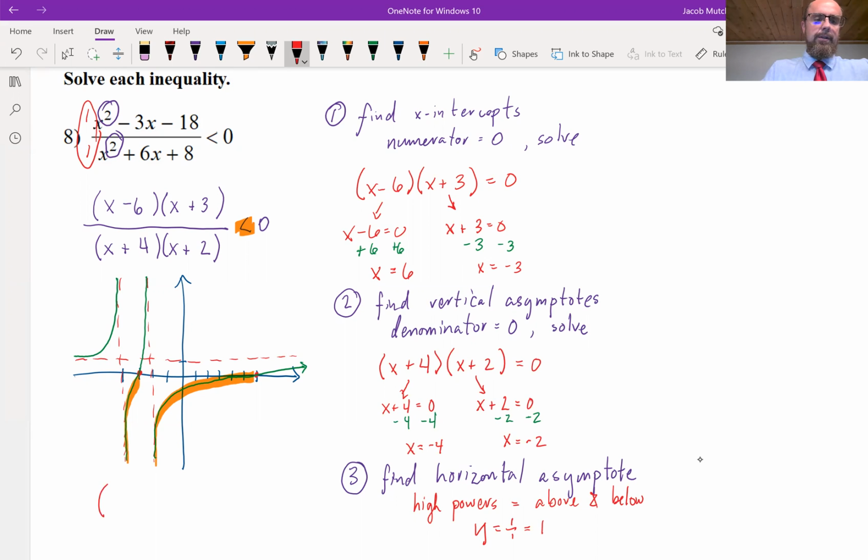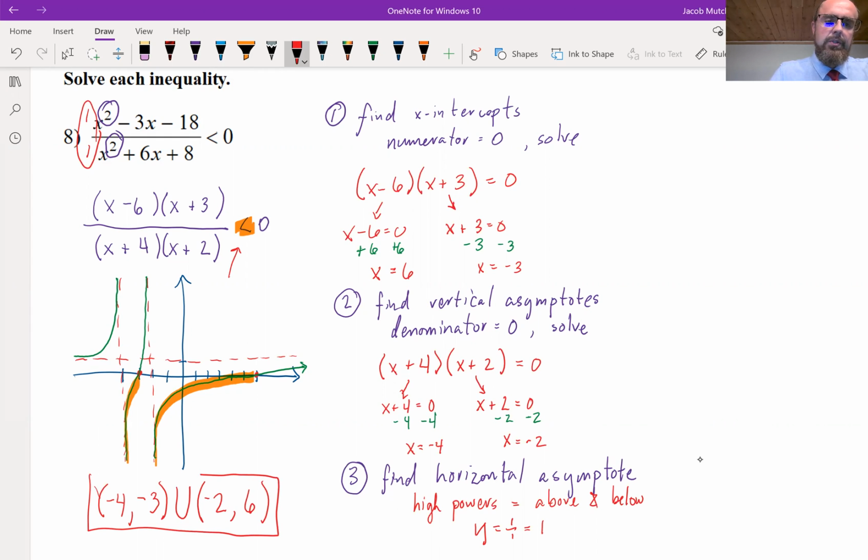So I'm going to start with a parenthesis because that's a vertical asymptote. The graph doesn't touch it. And that's at -4. And that continues up to -3, my x-intercept there. Now this is not less than or equal to, it's just less than. So I'm going to put a parenthesis, union, and then I'm going to pick up with the right side of my vertical asymptote at -2, and that continues up to my other x-intercept at 6. And that is my solution to this rational inequality.